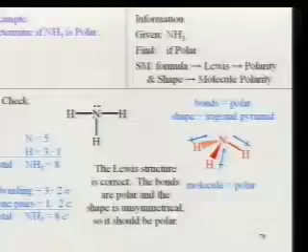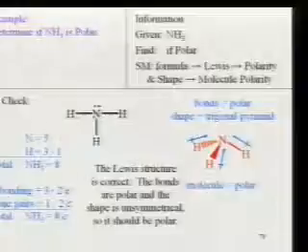So the Lewis structure is right. The bonds are polar. The shape is unsymmetrical. It's not all balanced out, so therefore your molecule should be polar. You should end up with a polar molecule for NH3.